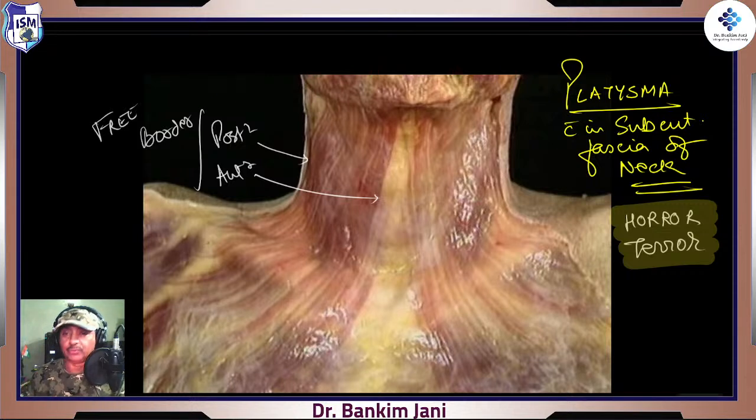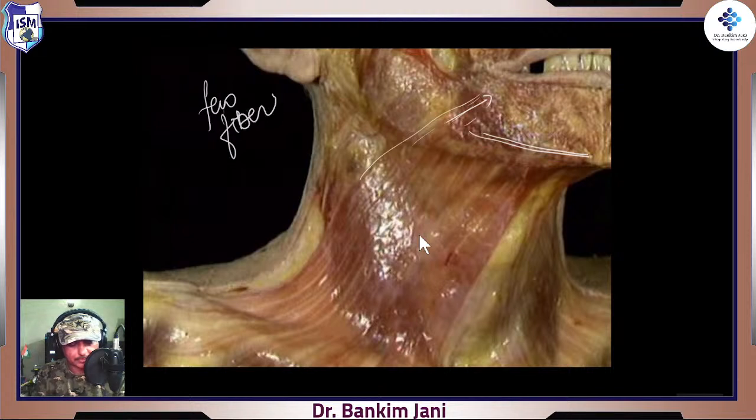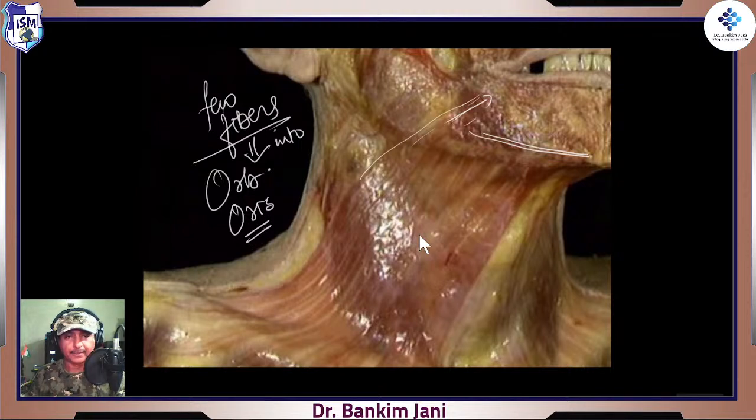Now when you look at this particular muscle from the side, this is where it would be attached on the mandible. But a few fibers actually run into orbicularis oris. So that's where it depresses the chin. That horror effect. So that's how these muscles are connected.